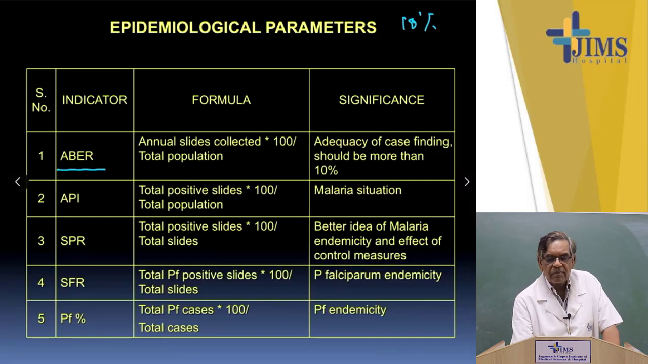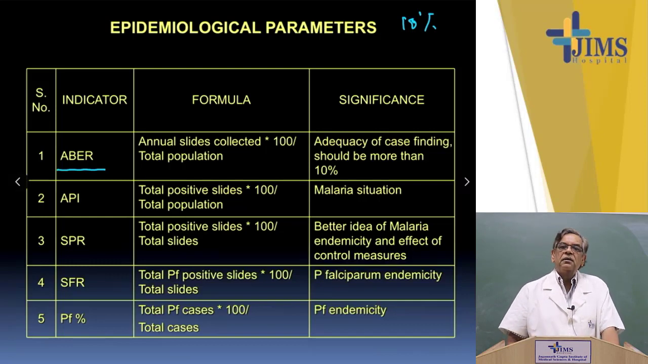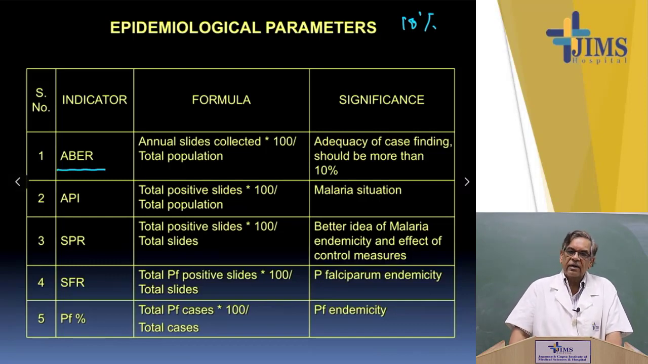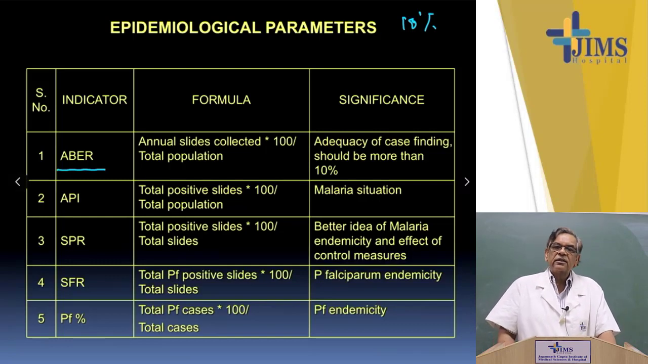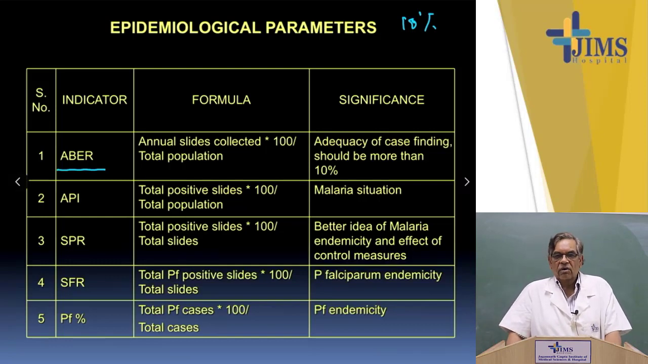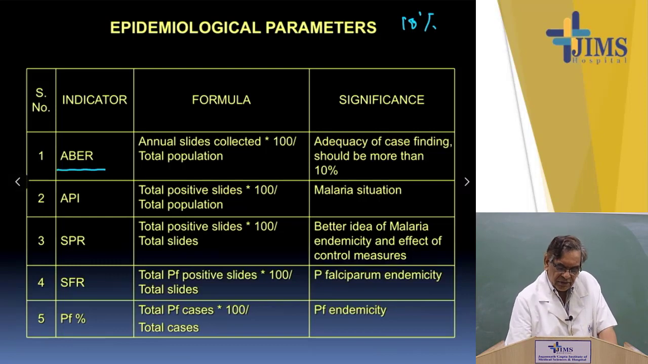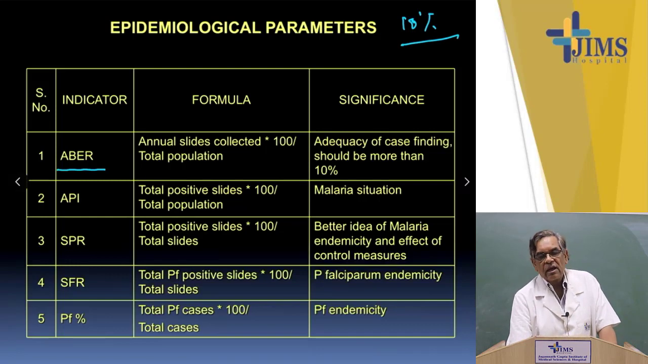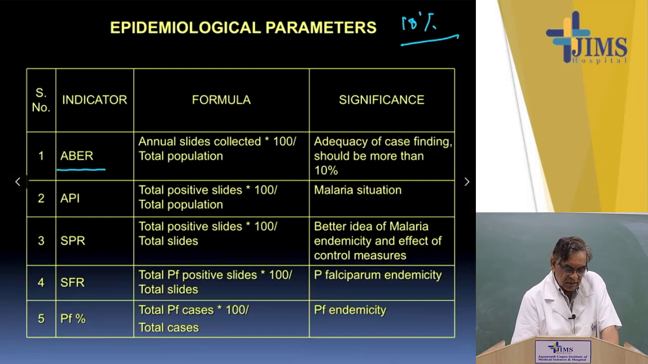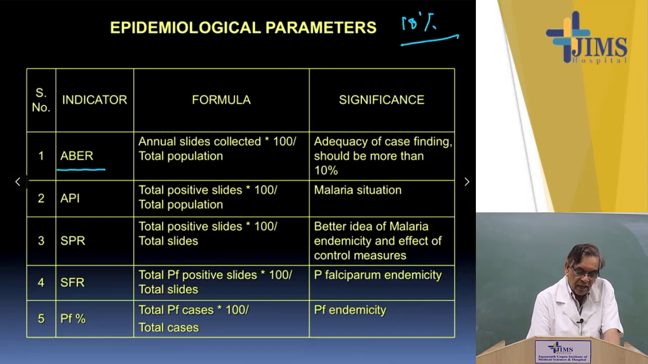So in a case of suspected malaria, what do we do? As I talked earlier, we do an RDT or we make a blood smear. We take a drop of blood, we do a blood smear, and see whether the person has got malaria or not. So 10% of the population has fever. So the entire 10% should be examined for malaria either by RDT or by microscopy. So that is called the annual blood examination rate. So it should be 10%. Should be 10% or more than 10%.